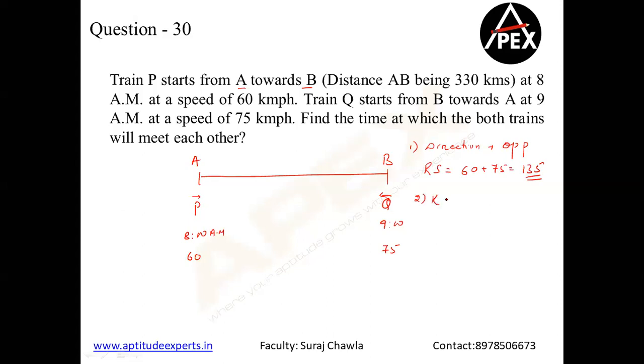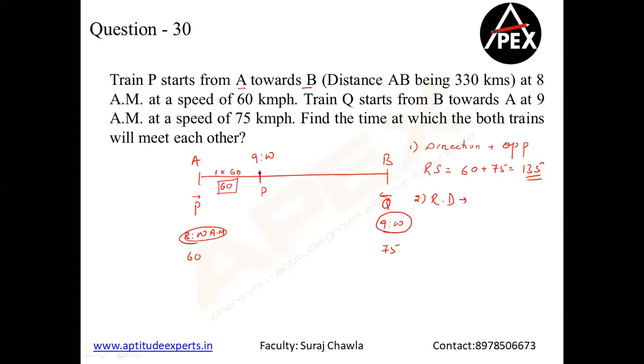Now please understand, if you did not understand the paragraph in the previous slide, my only question is, are both of them starting together? No, both of them are not starting together. Clear? So Q is starting at 9 o'clock and P is starting at 8 o'clock. So let me see, where is P going to be at 9 o'clock? From 8 o'clock to 9 o'clock, P has traveled for 1 hour. So P would have covered a distance of 1 into 60, that is 60 kilometers.